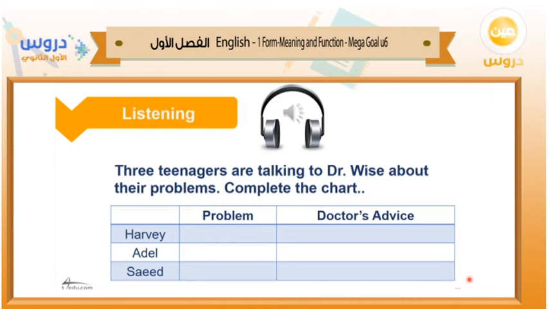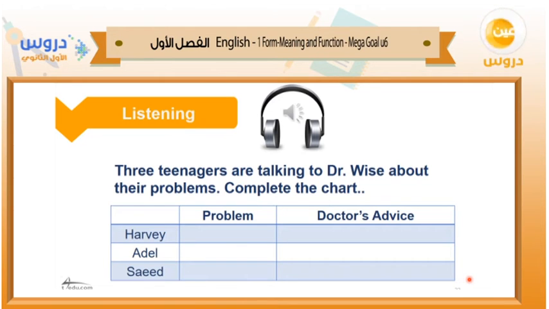Conversation 1. Now, Harvey, what seems to be the problem? Well, doctor, whenever I look at myself in the mirror, I feel terrible. I'm putting on so much weight. Do you ever work out? Do you exercise? Not really. I spend a lot of time sitting at my desk playing games on my computer. What kind of food do you eat?